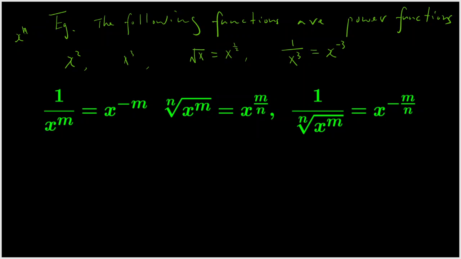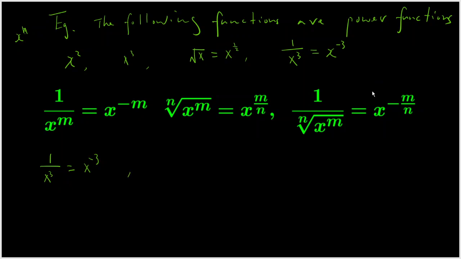I will show you a few examples of how to use the formulas. Now, for instance, if I want you to convert 1 over x cubed to the form of a power function, you use the first formula. This is a particular case where the m value is equal to 3, right? In the form of a power function, this is x to the power of -3. You look at the first formula, m value is 3, right?